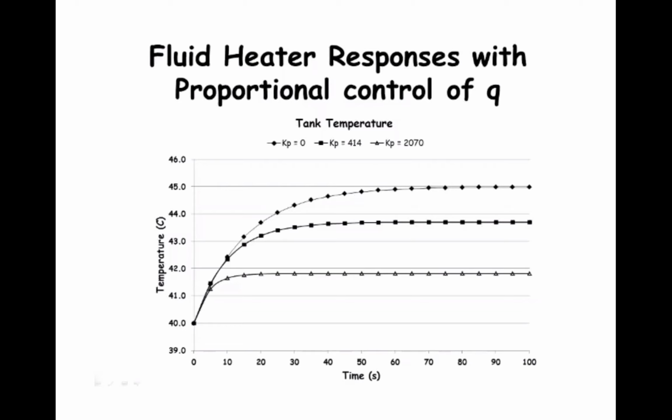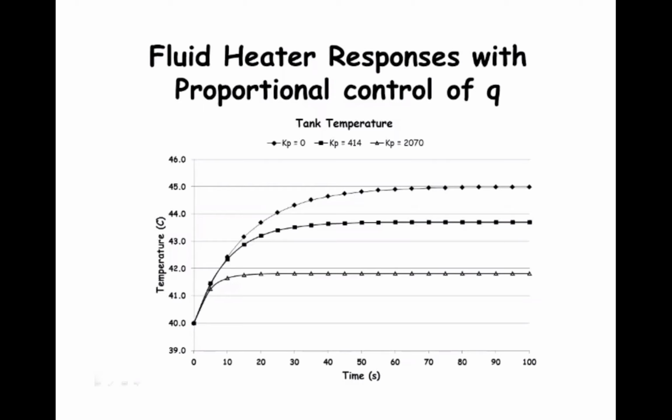For fluid heater responses with proportional control of Q, the three curves indicate the temperature response with different proportional control constants Kp. The top line is the response from Kp equals 0, which means no control at all is applied to the water heater. The same heat input Q is applied to the heater. In this condition, the outlet temperature T will become 45 degrees C. The middle curve shows the response when Kp equals 414, and the long-term outlet fluid temperature is 43.7 degrees C.